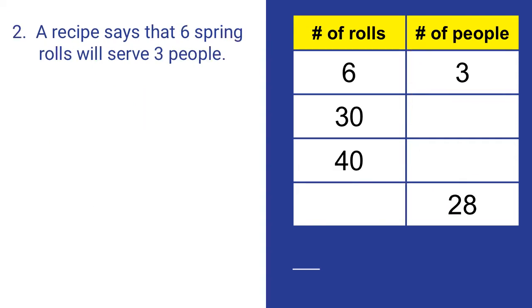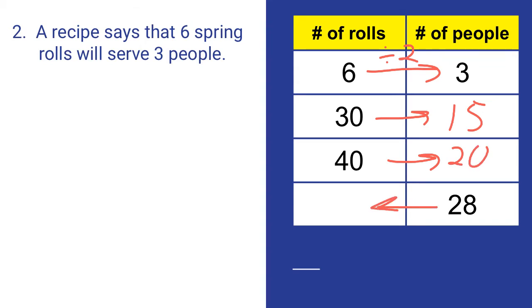Another recipe says that 6 spring rolls will serve 3 people. Well, if we wanted to complete this, if it is proportional, which it looks like it is, then we see the connection here, which is divide by 2. Then just apply it here. This would give us 15. This would give us 20. And then we have to do the opposite here, times 2, and this would be 56. And again, we can only do that because of the connection of proportionality.